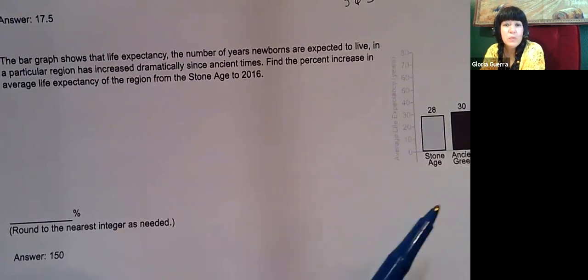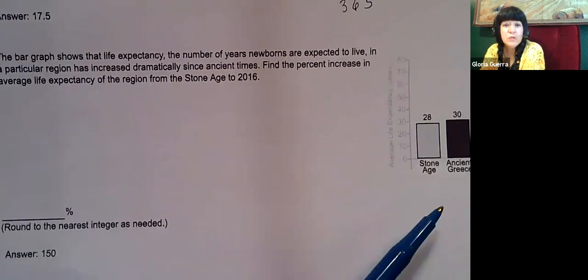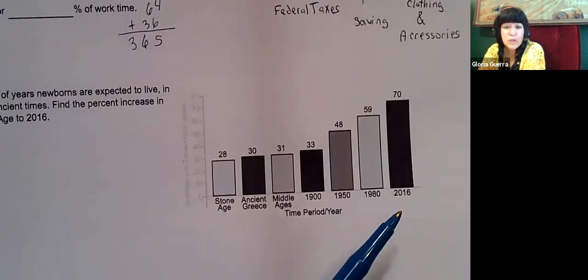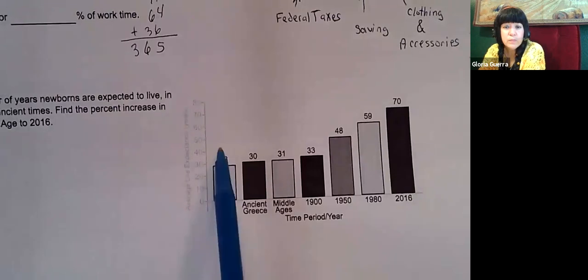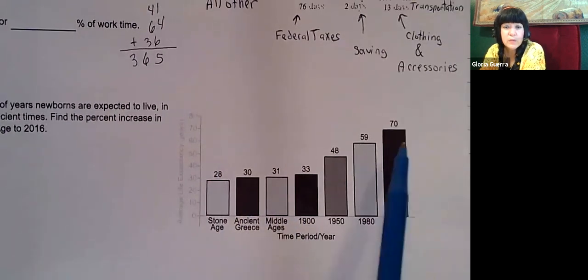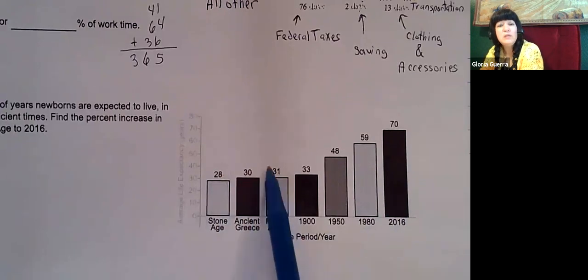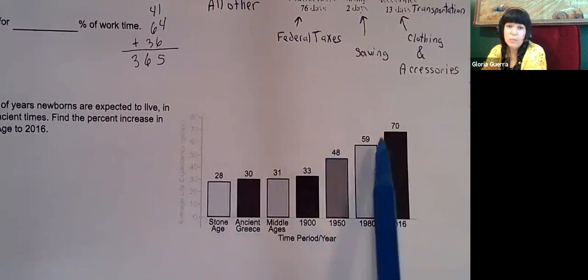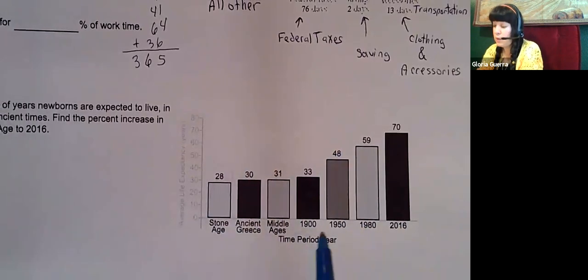Okay, and so they're taking Stone Age to 2016. So here's Stone Age right here to 2016 right here. Okay, and you can definitely see why they say it's a percent increase, because it went up. If it had been a percent decrease, it would have been going down, but it went up.